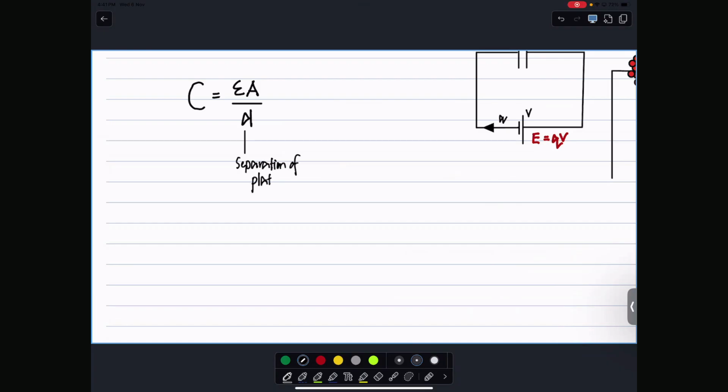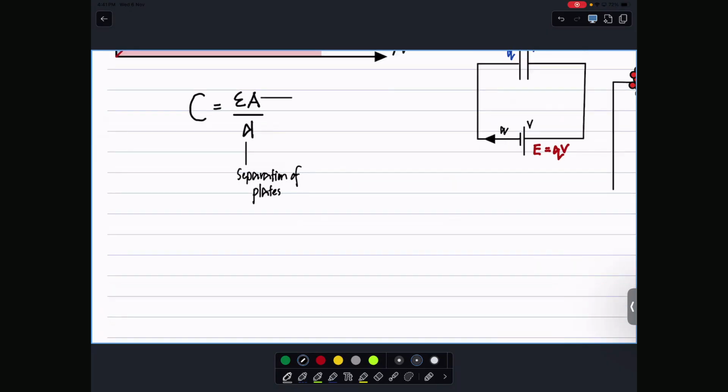Yes, so separation of plates. Can someone tell me why a capacitor can store more charge when the separation decreases? Yeah, exactly. Very good. So if you bring the plates closer, the positive charge is much closer now, so the electrons find it much easier to go. That's why the capacitance increases, okay? Another factor is the area. This is the area of the plates. So if the area of the plates increases, the capacitance increases, which is self-explanatory. Bigger area means more charge can come in, okay?